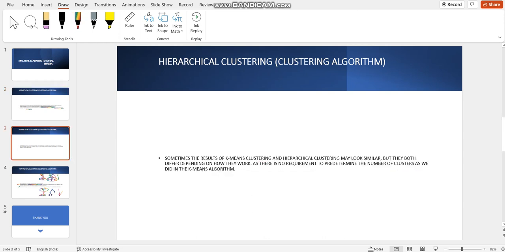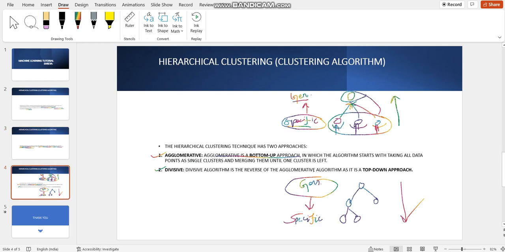Here we also see the difference between k-means and hierarchical clustering: their process of doing the task is different. And the second thing is that there is no requirement to predetermine the number of clusters, as we did in k-means. So these are the two differences that we understood in the previous video about hierarchical clustering and k-means clustering. And we also went through the agglomerative and divisive approaches of the hierarchical clustering technique.